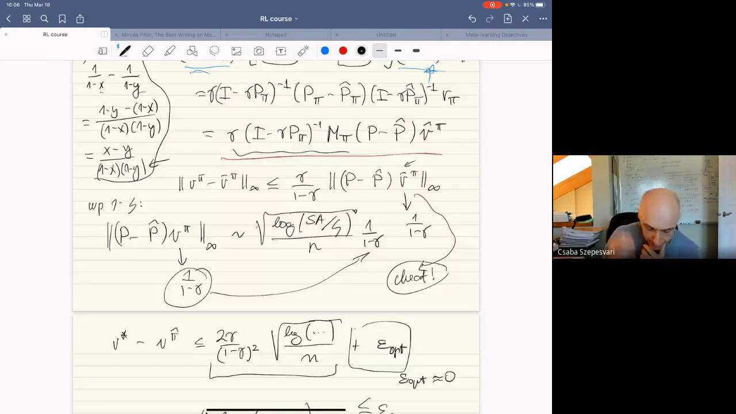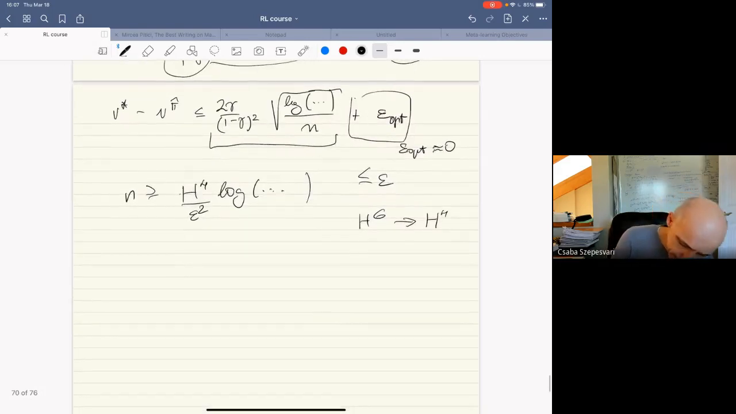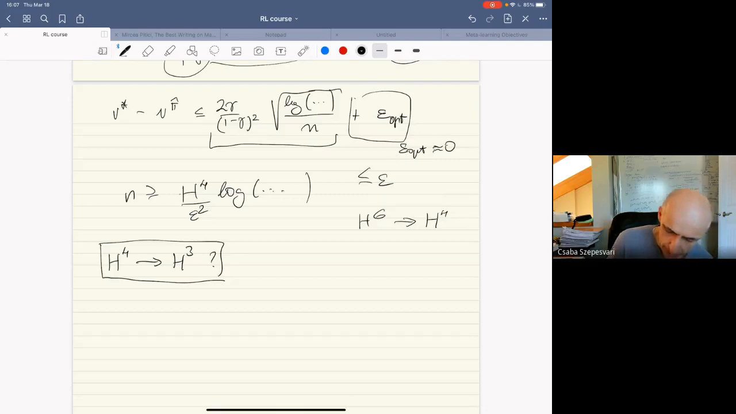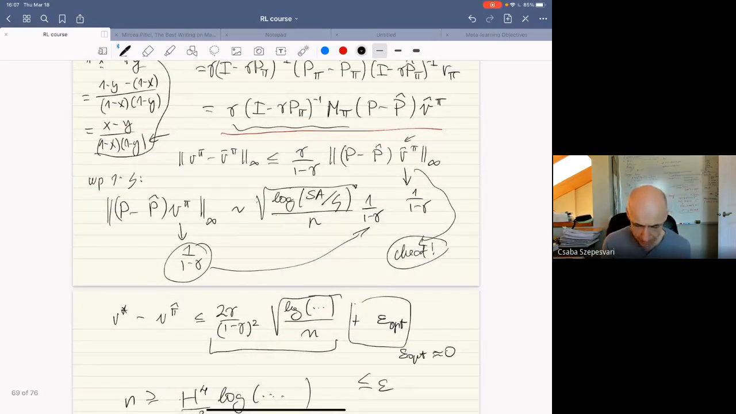Addressing the cheat is best done together with a further reduction in the complexity. So how do we go from H to the fourth to H to the third? How do we do that? So we already cheated. We got H to the fourth. Maybe that's even optimistic. But no, I want to further reduce these things.